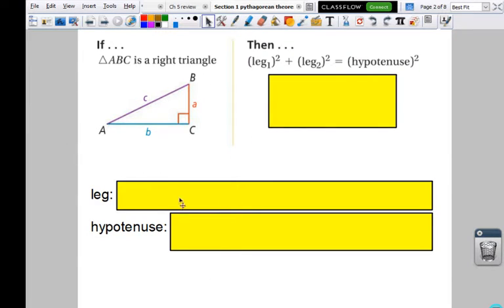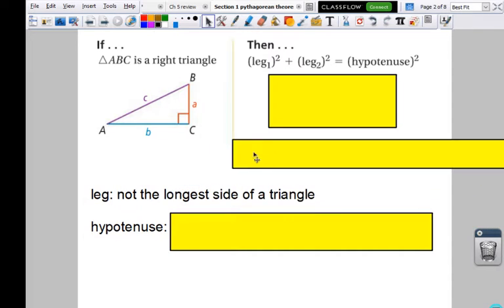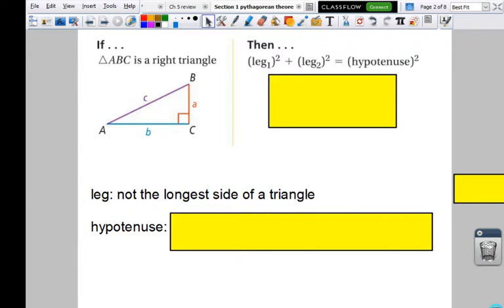So, Pythagorean theorem works when we have a right triangle. So I got my right triangle here. And if I take a leg squared plus a leg squared, it equals the hypotenuse squared. So a leg is just not the longest side of a triangle. Make sure you guys are filling out your notes, going through these. When we look at a leg of a triangle, that is just not the longest side.